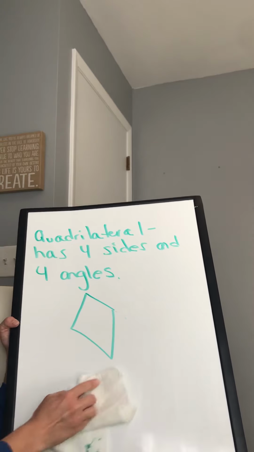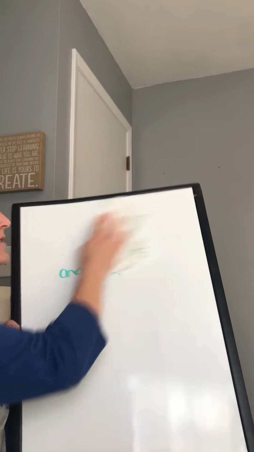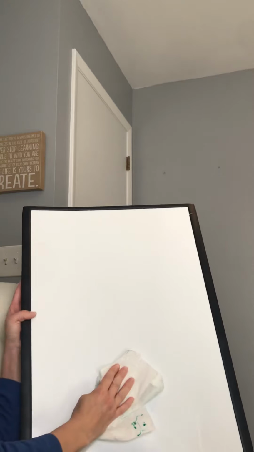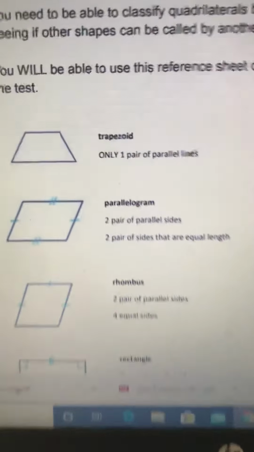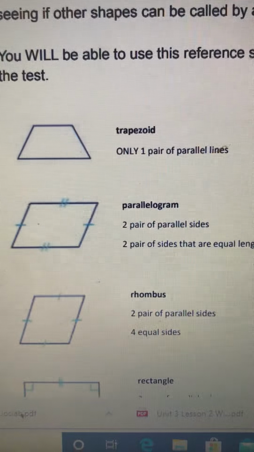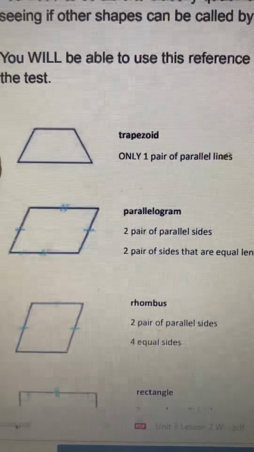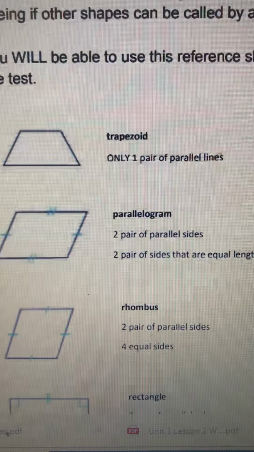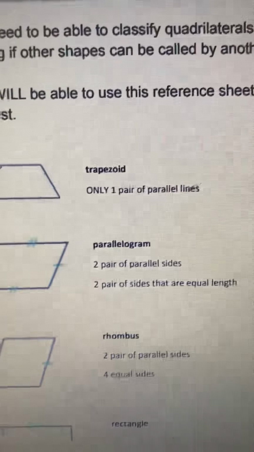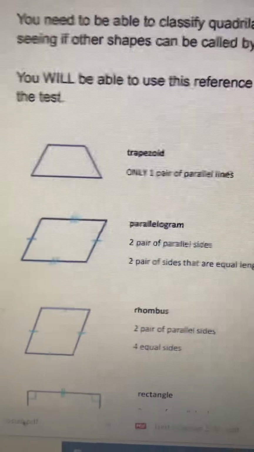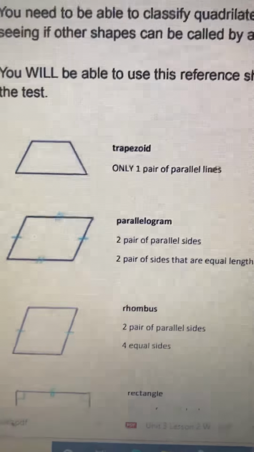Okay, some examples of some quadrilaterals are, and I'm going to show you actually on this worksheet that I found. So I'm going to turn you back around. Here are your examples of your different quadrilaterals. So one example is a trapezoid. Okay, so this is what a trapezoid looks like. And by definition, a trapezoid has only one pair of parallel sides. It's really important to remember that because that's the example you see a lot of.